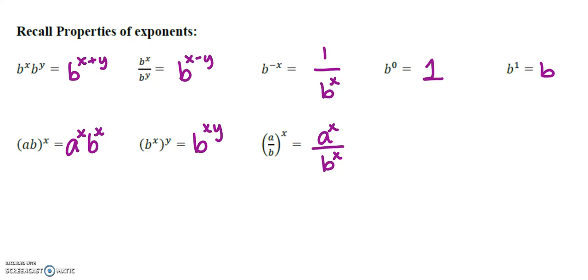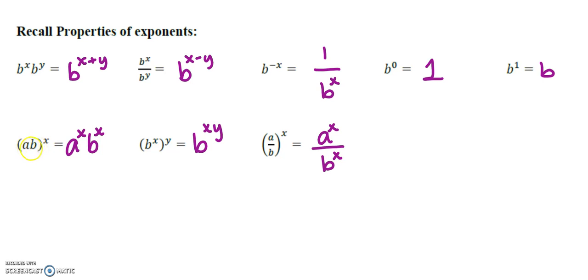All right, hopefully these came back to you, that if you are multiplying two functions that have the same base, you can add their exponents. If you are dividing two things that have the same base, base b, you can subtract their exponents. b raised to a negative power, that negative sign just means take the reciprocal of. So it's going to take our b to the x and then put it on the bottom or in the denominator. Anything raised to the 0 power is going to be a value of 1. Any number raised to the first power is itself.